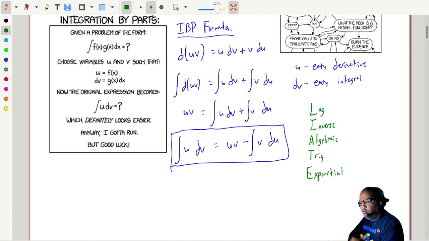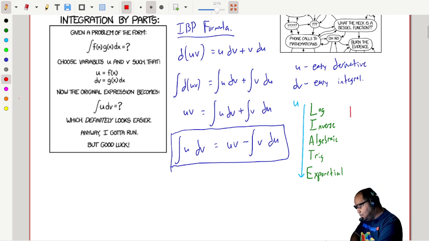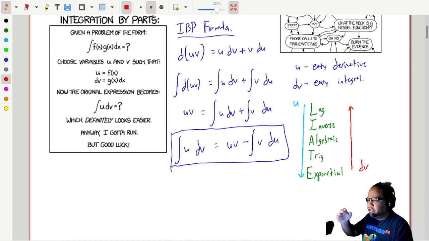And now what we do here is that whatever shows up at the top of the hierarchy, so whatever comes up at the top here, is probably going to be your more clever choice of u. Whereas going from the bottom up is probably what you should choose for dv. Some people may also frame this as DETAIL, the D meaning dv. And we'll see how this comes into play. So enough talk. Let's just get to some examples here.